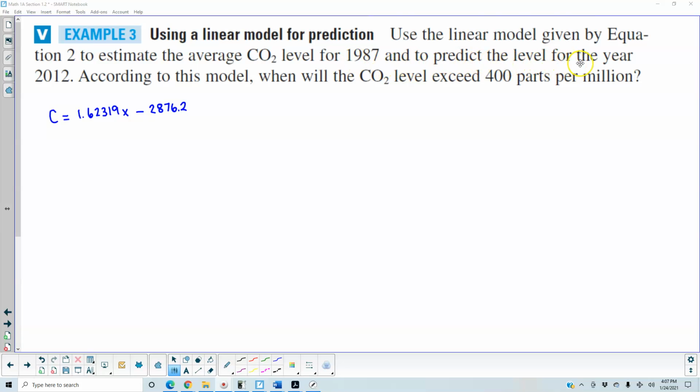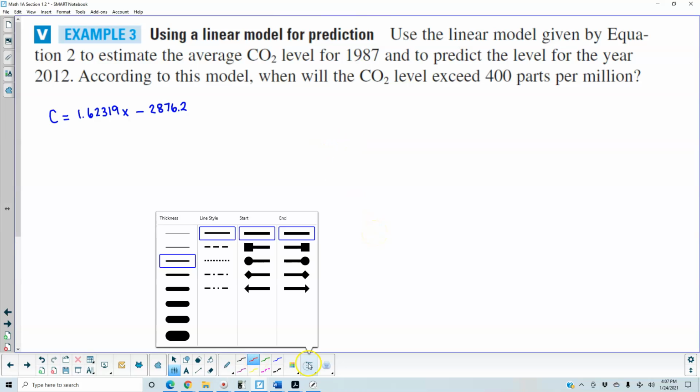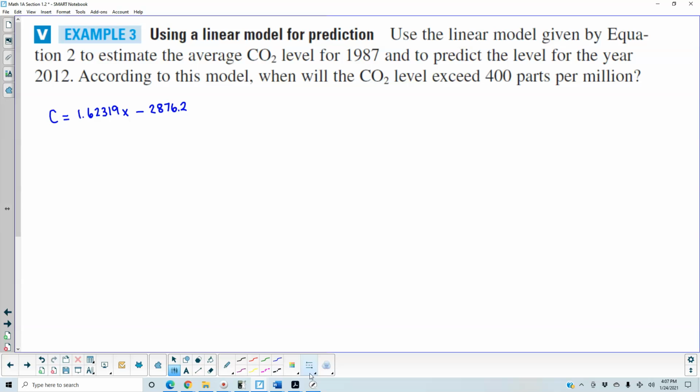and to predict the level for the year of 2012. And then according to this model, when will the CO2 level exceed 400 parts per million? So we have 3 questions here. So the first thing we want to do is we want to first find out what would be the estimate for 1987.